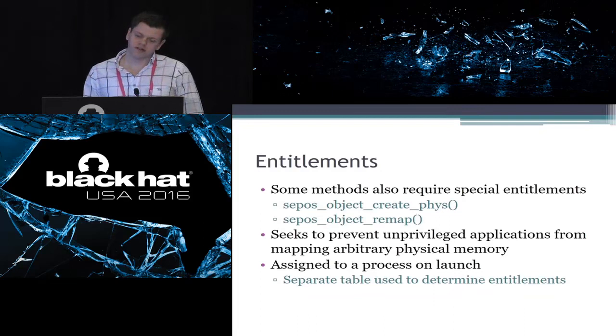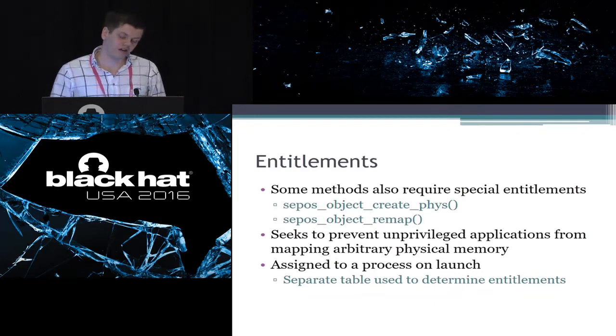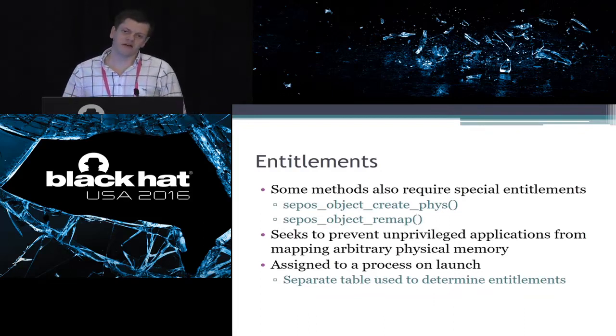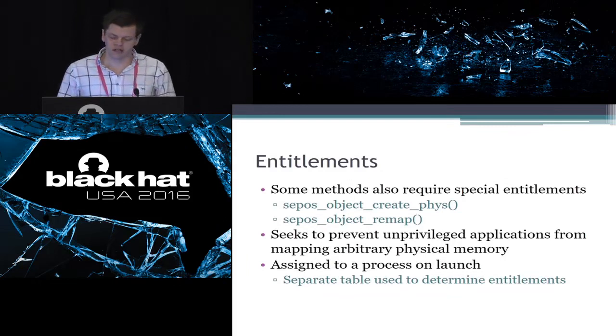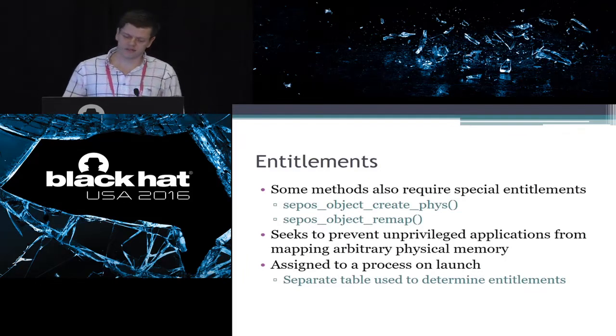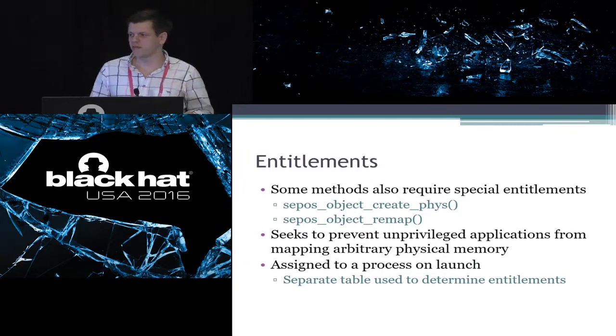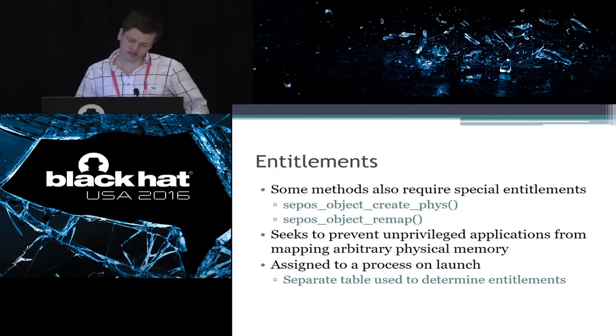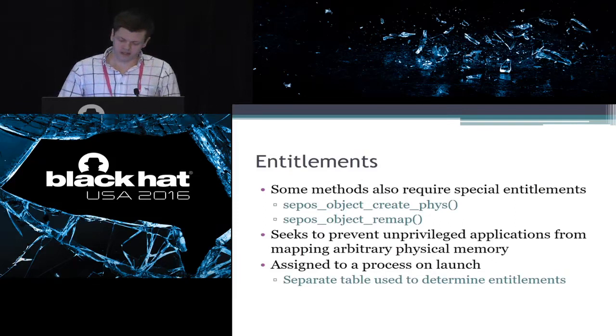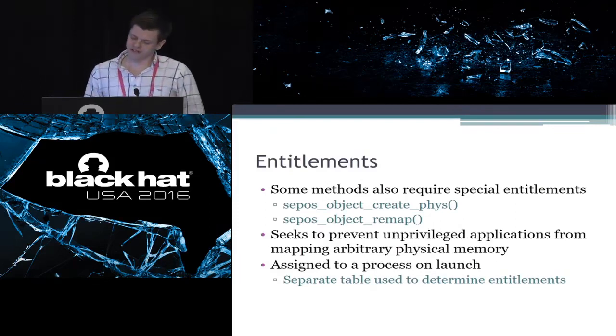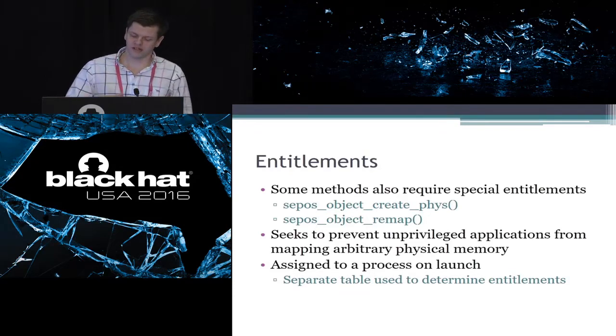Some functions also are very powerful. So some functions allow you to map arbitrary physical memory. So in these cases, processes, or applications, are assigned specific entitlements. And this is done by checking a table whenever a process is launched. So examples of this are the SEPOS object create phys function, and also the remap function, which allows you to remap a virtual to physical mapping.